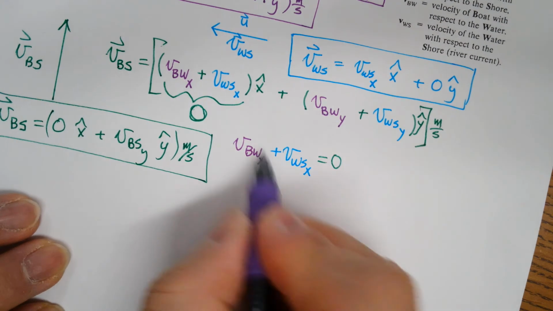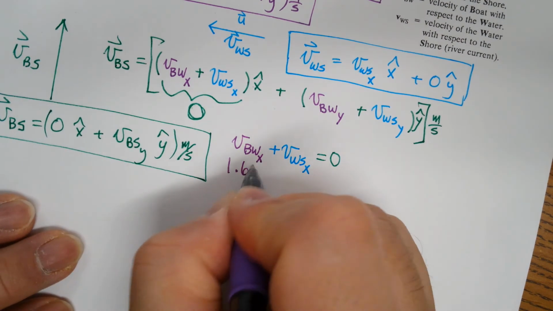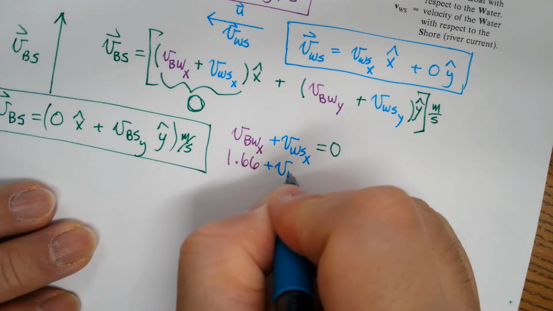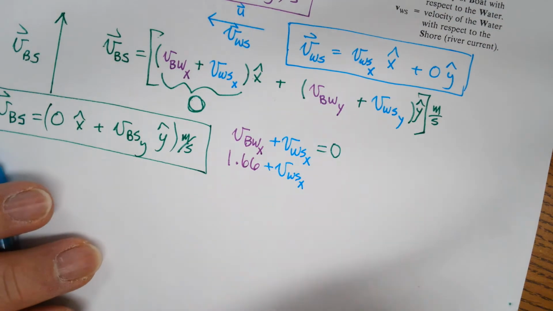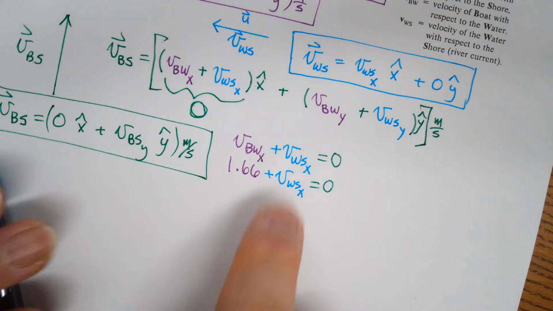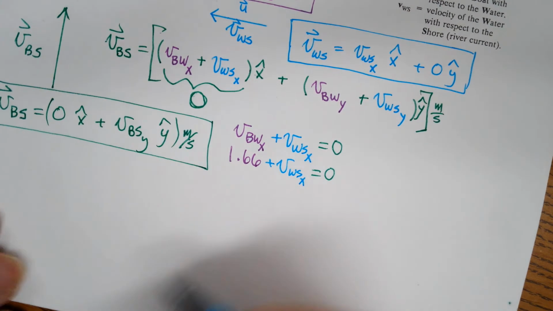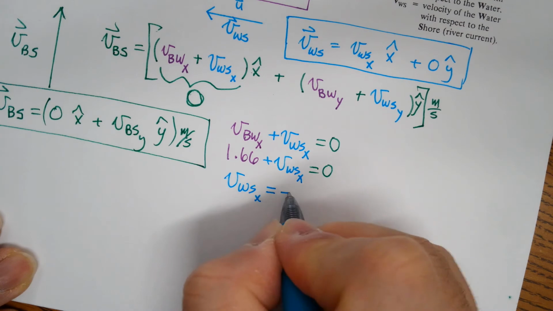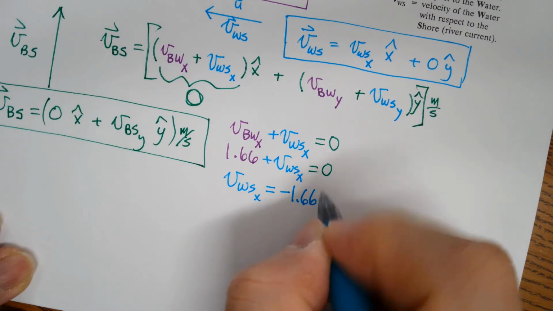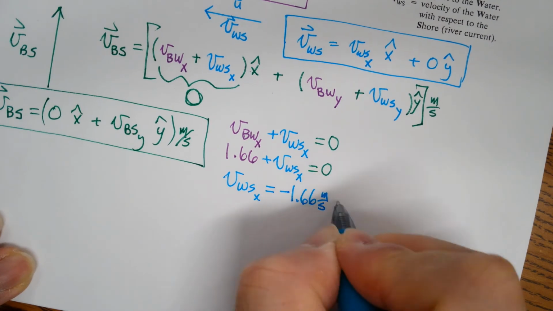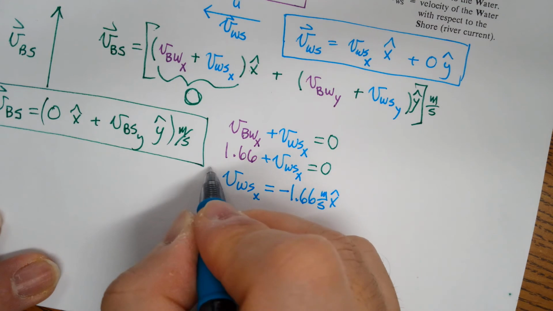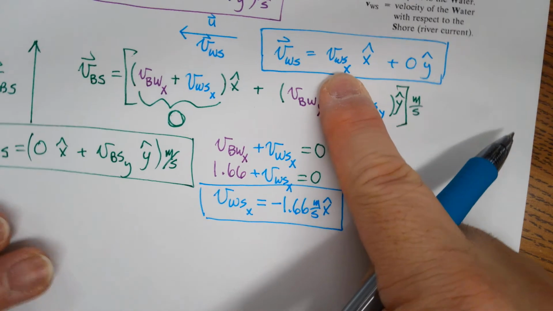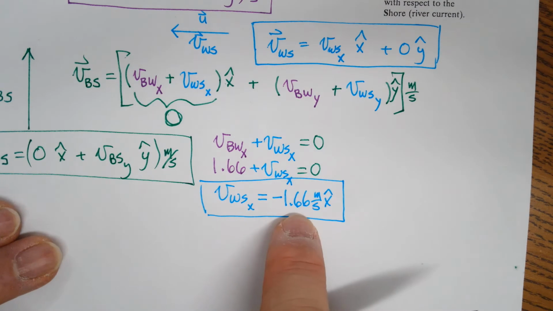But we know that this is 1.66 plus VWSX is equal to 0. So we can calculate what this is. VWSX is equal to negative 1.66 meters per second x hat. So now we know what that is. That is negative 1.66 meters per second.